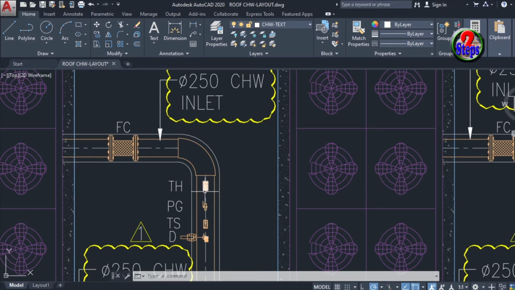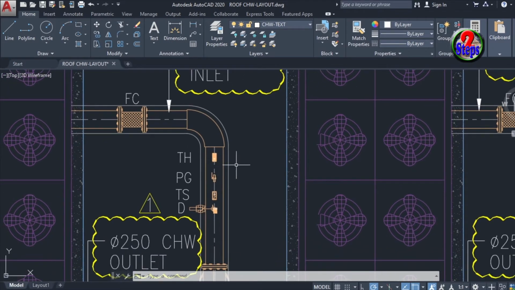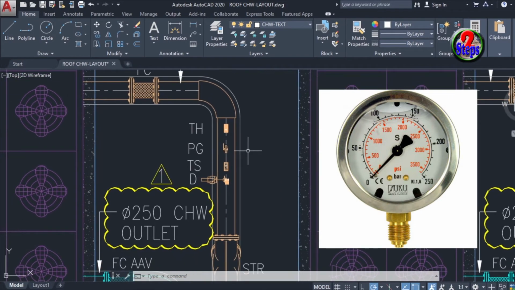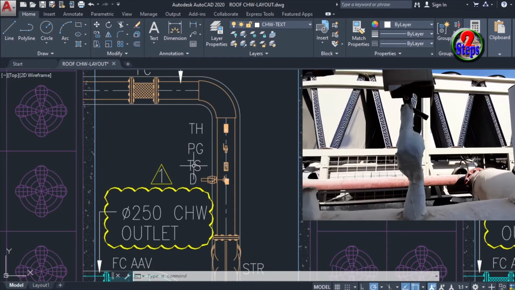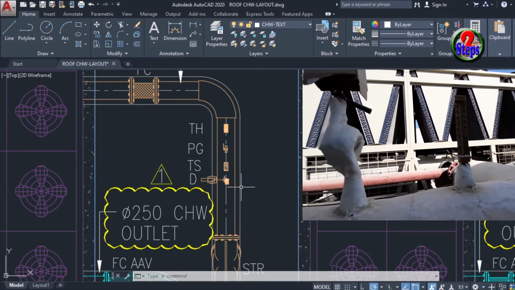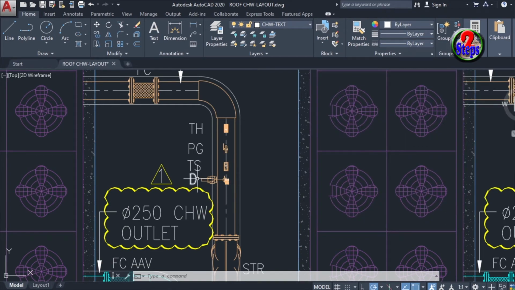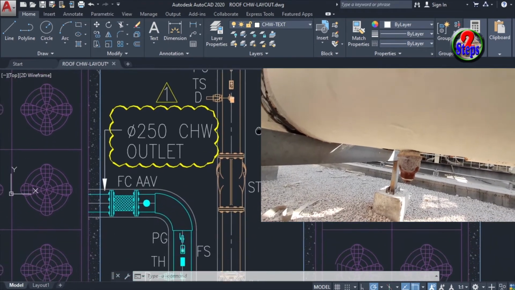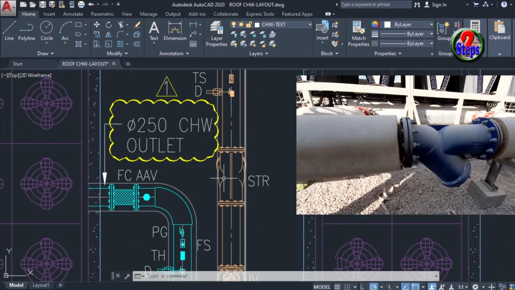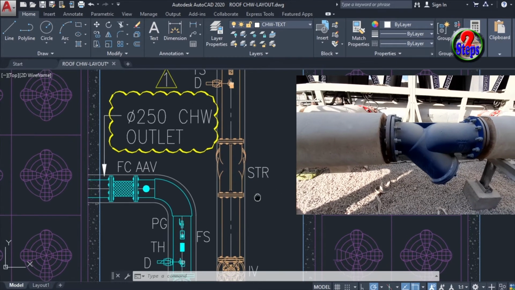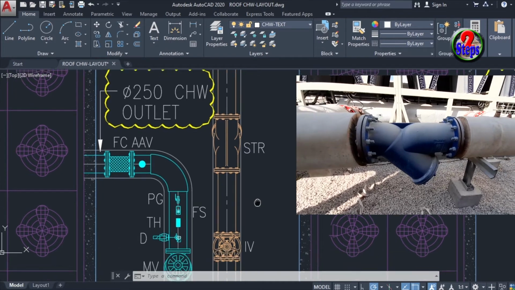TH. Here, this is the point. TH means thermostat. Here is one point, PZ. PZ means pressure gauge. Here is another point, this one, temperature sensor. TS, temperature sensor. And here is one more point. D. D means drain. After that, this is one equipment, STR. Sometimes it's written as ST. STR means strainer.